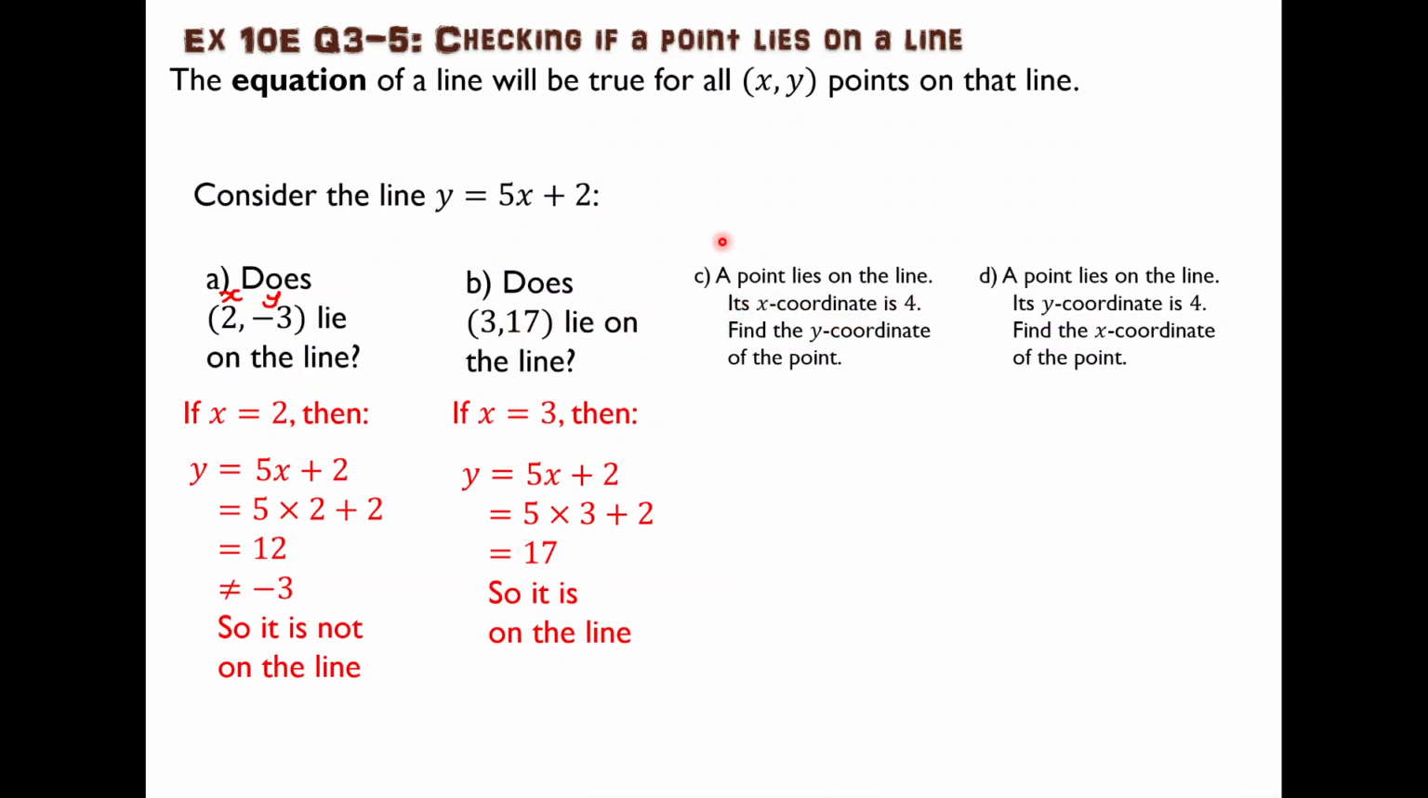In the next one here, we know that it lies on the line, and we want to find the y coordinate. So this might be useful if there's a formula giving the dosage to give a patient, for example. You know the age of the patient, and you want to figure out how much to give them. So to find the y coordinate of the point, its x coordinate is 4.